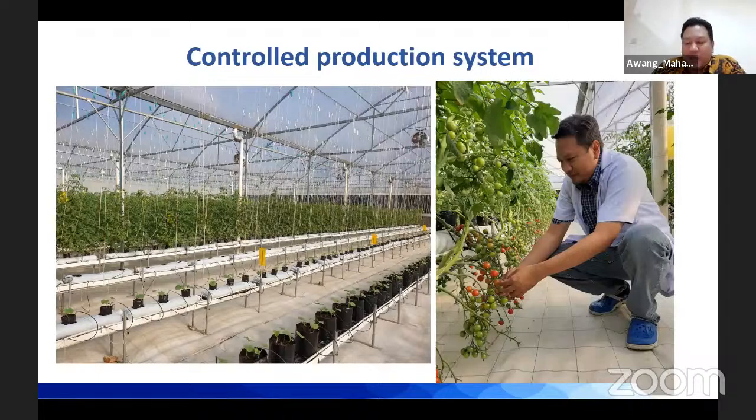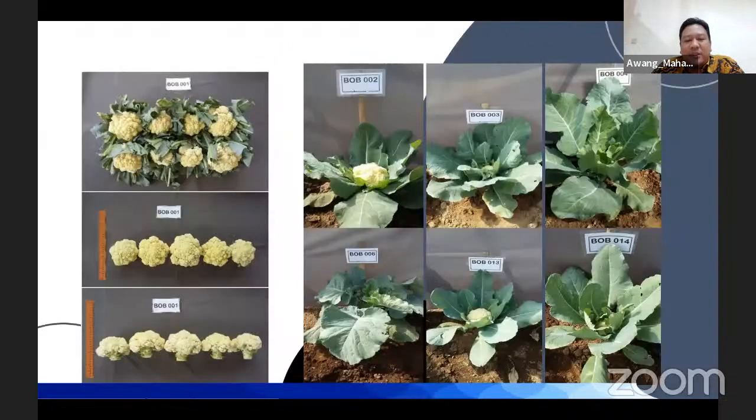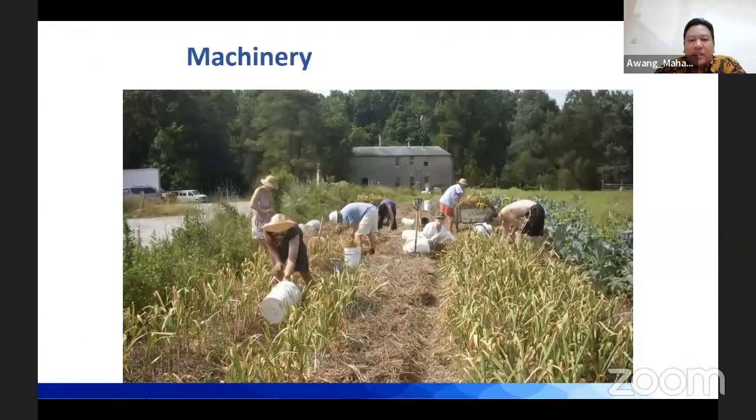And also control production system, of course, and then breeding for tropical adapted crops. Some crops previously could only be produced in the highland, but now in the lowland we can also produce certain vegetables. So we can use the upland, the highland, for conservation horticulture using machinery.